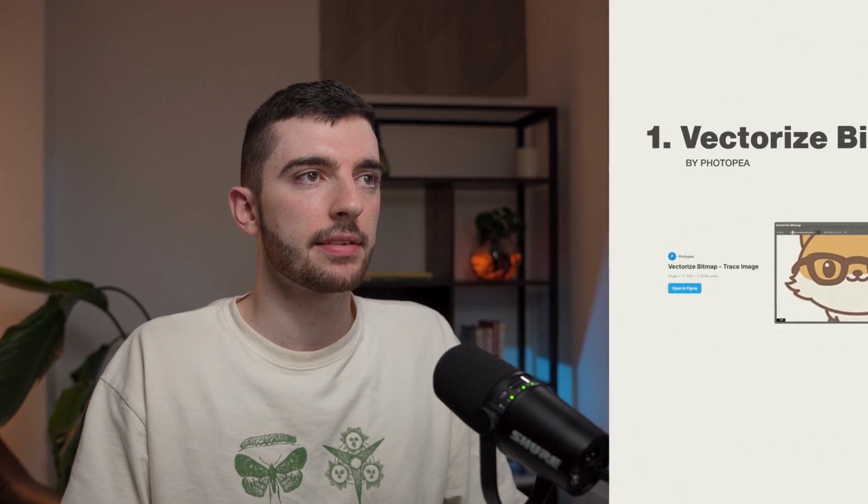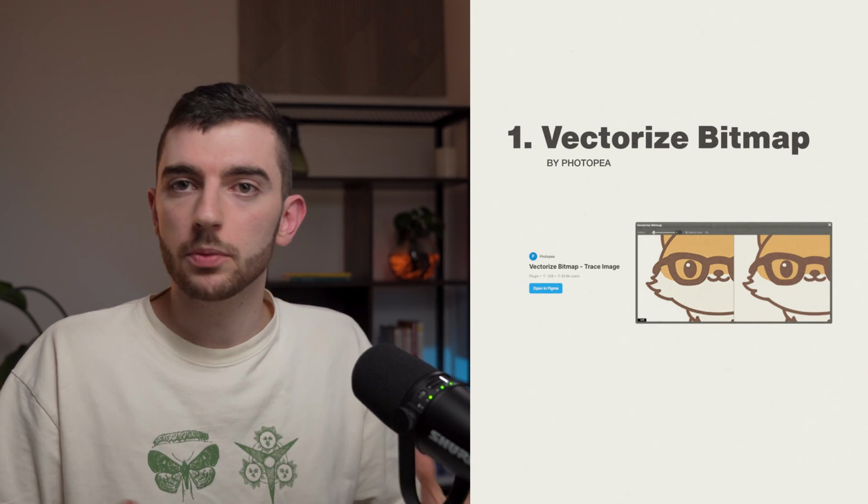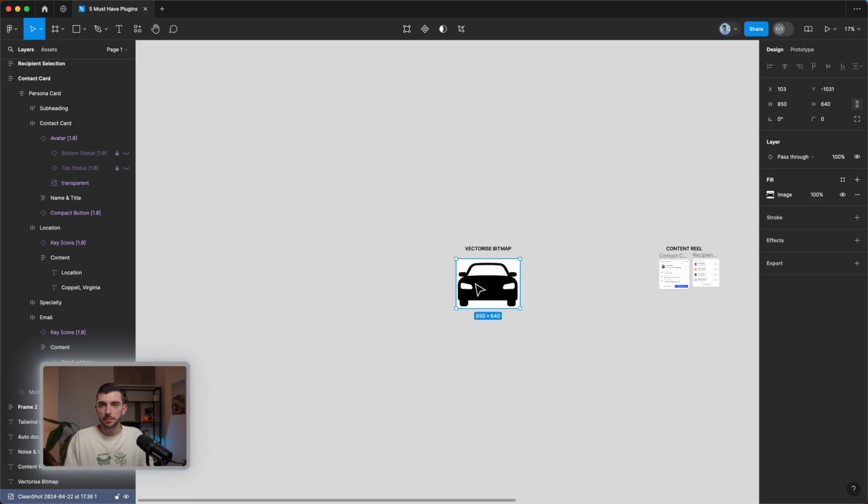So let's jump into the very first plugin, and that is Vectorize Bitmap. Now, this is a plugin that I use all the time because often we'll get images from clients, and those images will be JPEGs or PNGs, and we want them as SVGs or at least the ability to create a transparent background. So what Vectorize Bitmap does is it traces the image, specifically a JPEG in this example, and what we can do is we can turn this into a vector graphic. So obviously a vector graphic is infinitely scalable, but it also gives you the ability to change the color of that graphic.